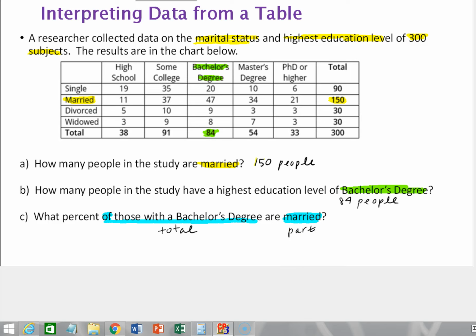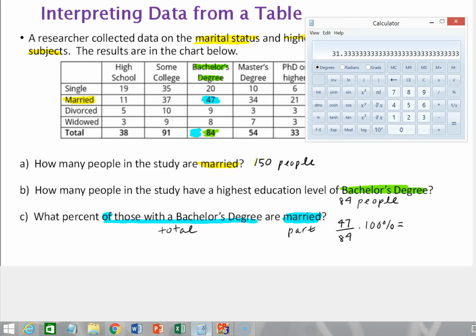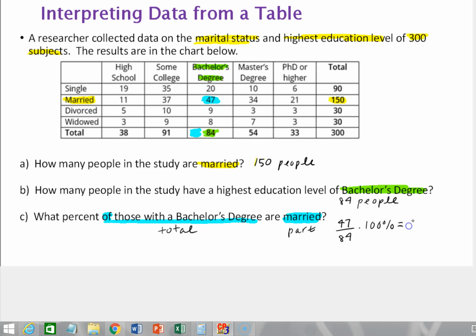So let's highlight this in the table. So the bachelor's degree total, we already found this, it's 84. And the number of people that are married and have a bachelor's degree are 47. So we have 47 out of the 84. We'll multiply this by 100% to write it as a percent. So 47 divided by 84 times 100 is 55.95%.